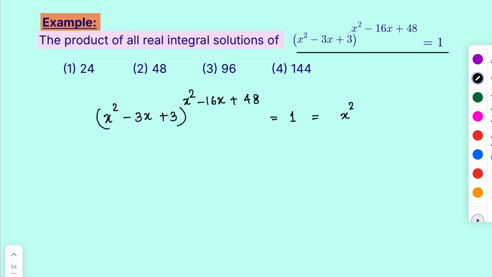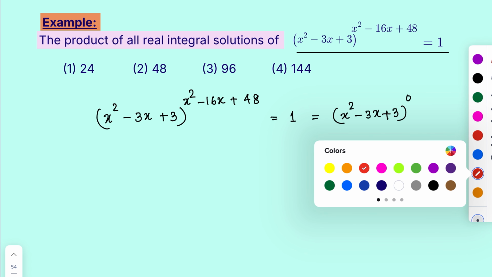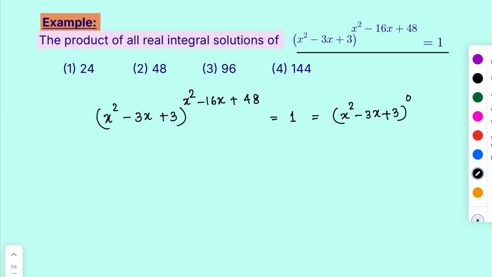1 we can write as (x square minus 3x plus 3) whole to the power 0. Now if we equate the exponents, then we will get x square minus 16x plus 48 is equal to 0. That means the exponents are equal. As the base is the same, x square minus 3x plus 3 is the base, so their exponents will be equal.